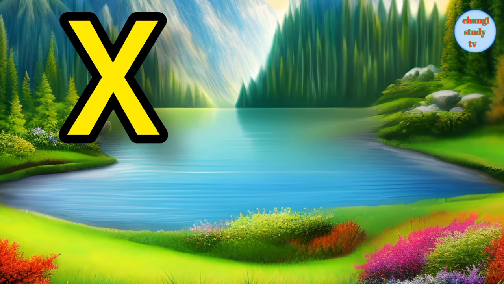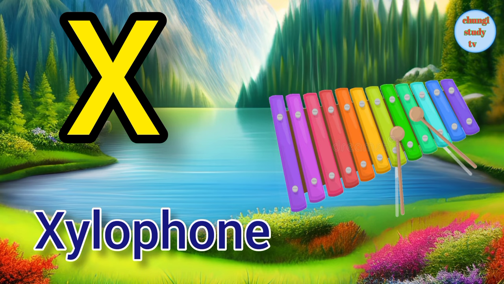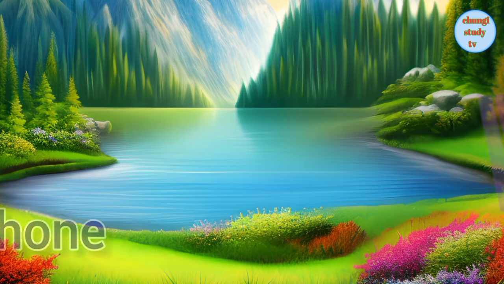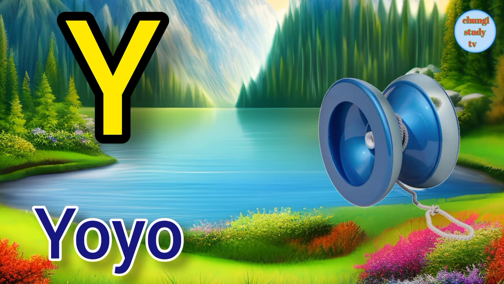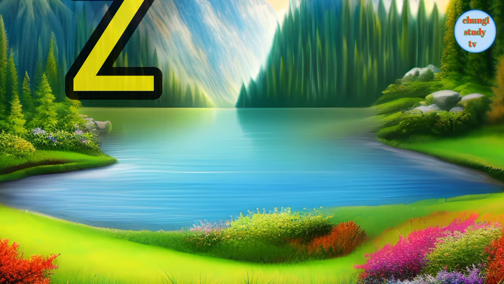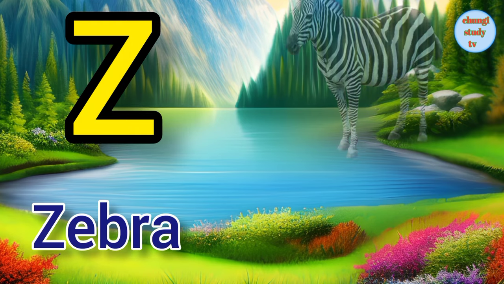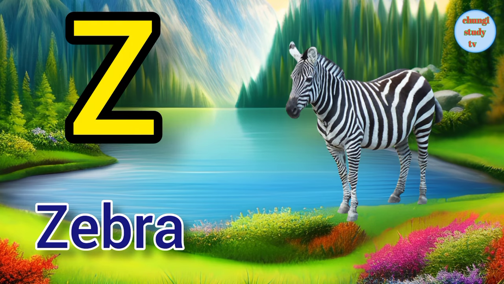X, X for xylophone. Xylophone means xylophone. Y, Y for yo-yo. Yo-yo means yo-yo. Z, Z for zebra. Zebra means chittidar ghoda.